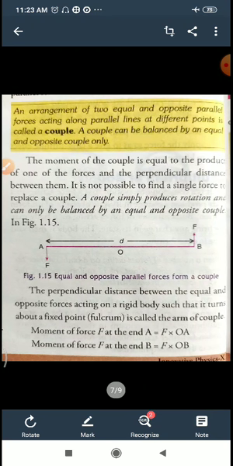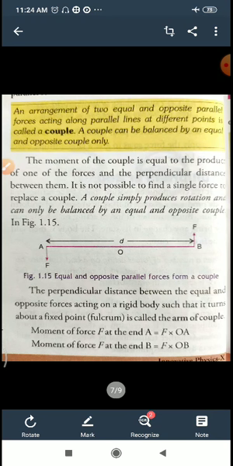And when is it called a couple? An arrangement of two equal and opposite parallel forces acting along parallel lines at different points is called a couple. A couple can be balanced by an equal and opposite couple only. Here you can see that the moment of the couple is equal to the product of one of the forces and the perpendicular distance between them. How can we calculate the moment of the couple? It is the product of one of the forces and the perpendicular distance between them. Here the perpendicular distance between the forces, that is between A and B, is D, and one of the forces we have to take, that is F.